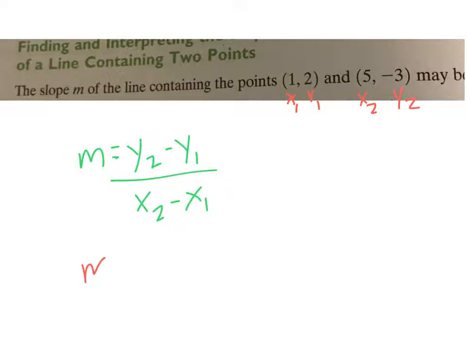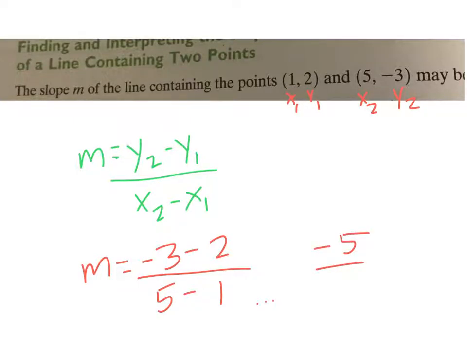Alright, substituting, I get y2 minus y1 over x2 minus x1. Okay, and that simplifies to be -5 over 4. So the slope of the line is -5/4. Notice that we like to keep our slope as an improper fraction. Don't change it to a decimal or a mixed number.